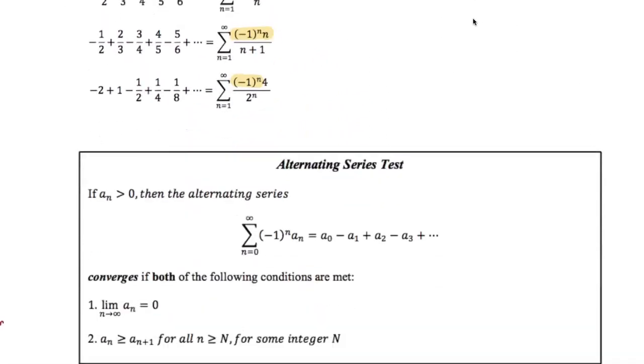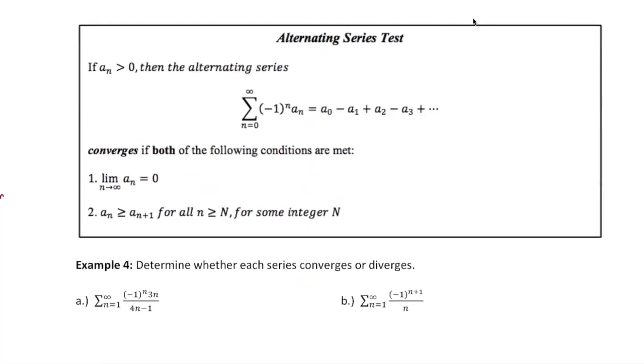Okay. Now, here is how we apply the alternating series test. So first off, when would you use the alternating series test? It's when you have a series that is flip-flopping back and forth. That's the first thing. So there's two parts. When you have an alternating series, as long as a sub n, meaning the non-negative part of it, we're just talking about this piece here, as long as that's greater than 0, then the alternating series converges if we meet both of the following conditions.